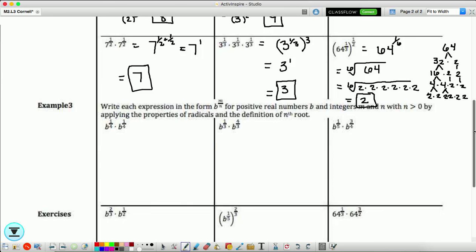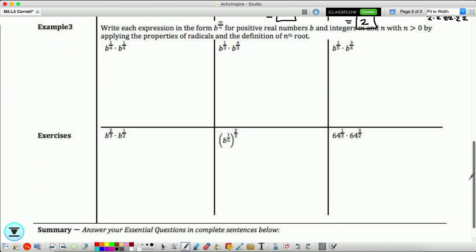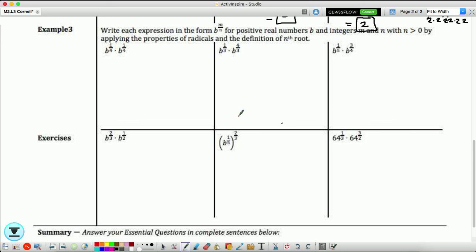Example 3, we're doing the same process, except now instead of just using numbers, we are using some of our variables. So I will do the first 3 here for you, and then I'll have you do the last 3 as parts of your exercises. So I'll be checking those in a notebook check.